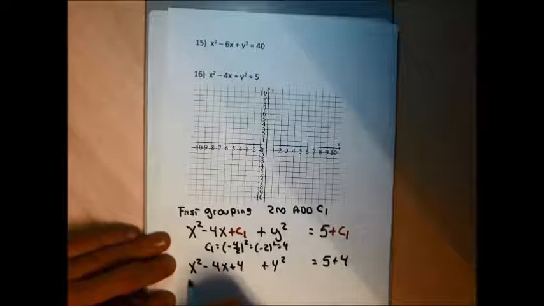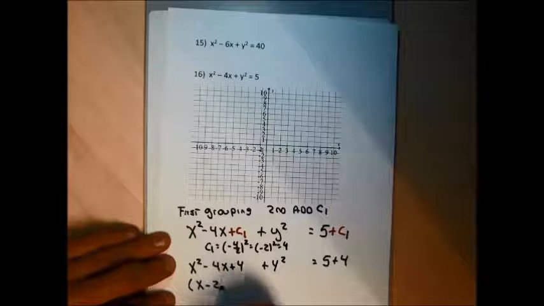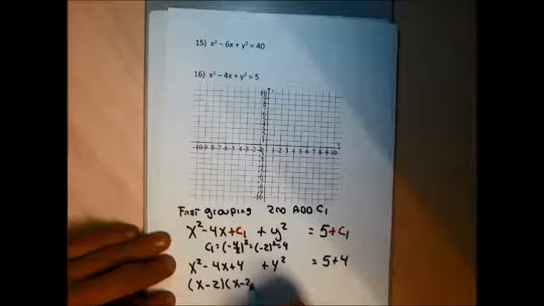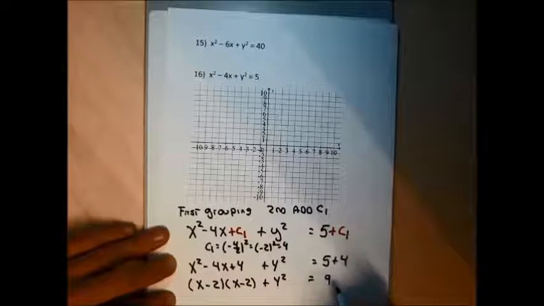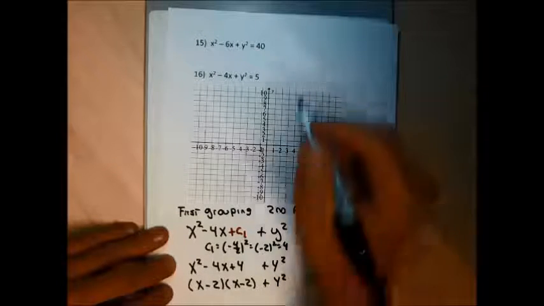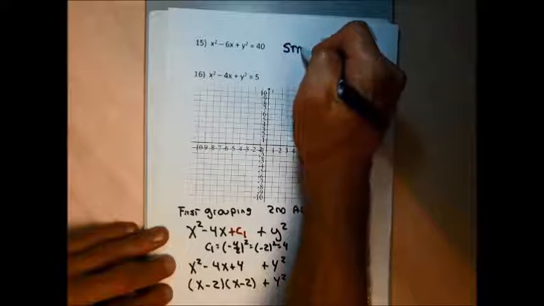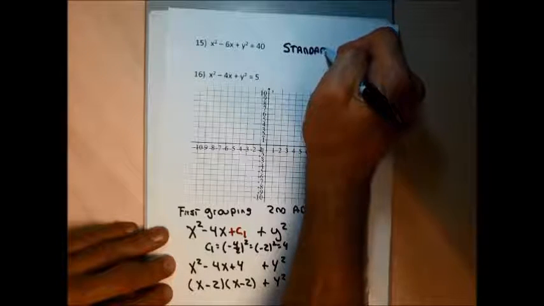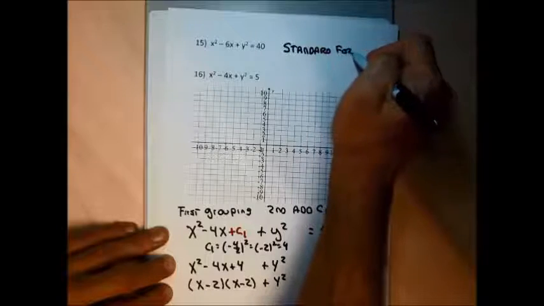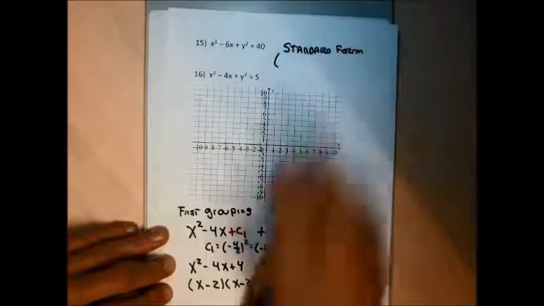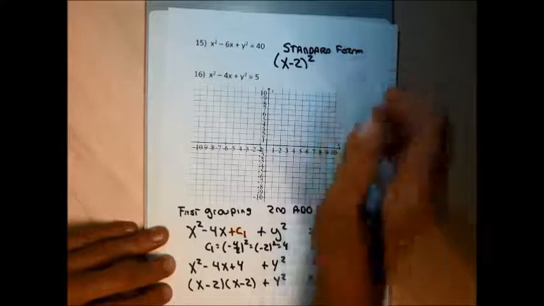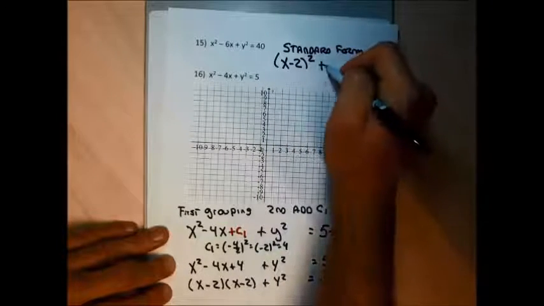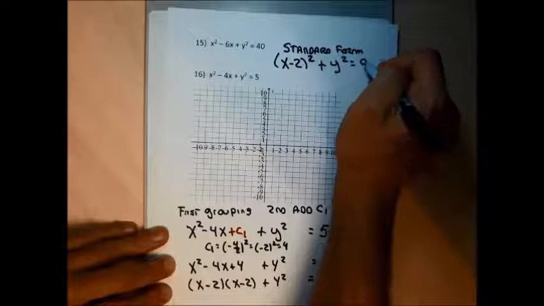Now I'm going to factor. I'm going to get x minus 2 times x minus 2 plus y squared, and I'm going to simplify on the right side and get equal to 9. My answer for my standard form, kind of a simplified standard form, would be x minus 2 times x minus 2, which is x minus 2 squared. I'm going to leave the plus y squared, and I'm going to leave the 9.